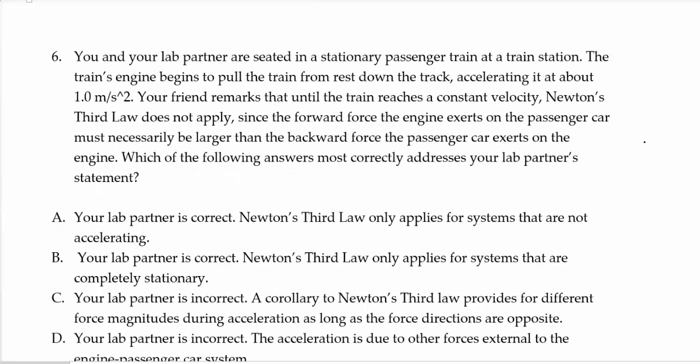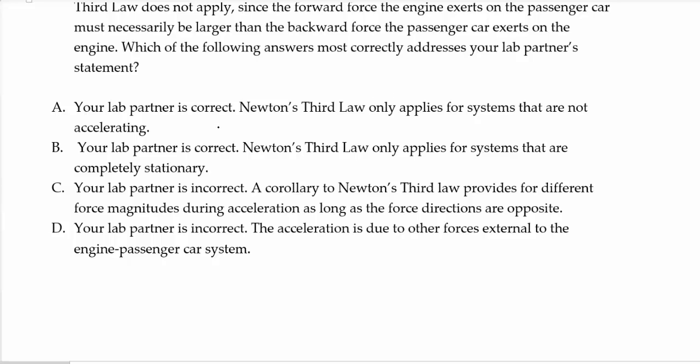You and your lab partner are seated in a stationary passenger train at a train station. The train engine begins to pull the train from rest down the track, accelerating it at about 1 meter per square second. Your friend remarks that until the train reaches a constant velocity, Newton's third law does not apply. Is this true or false? False. Since the forward force the engine exerts on the passenger car must necessarily be larger than the backward force the passenger car exerts on the engine, which of the following statements most correctly addresses your lab partner's statement?